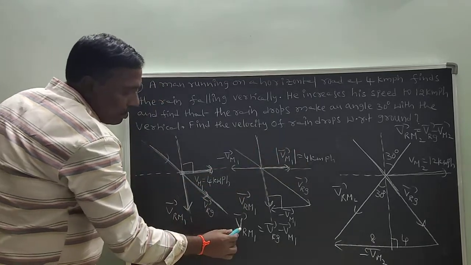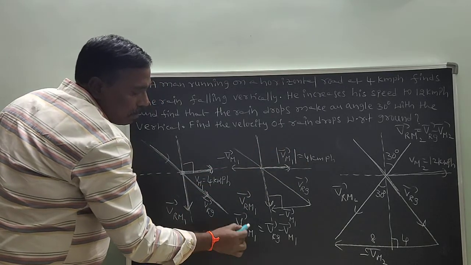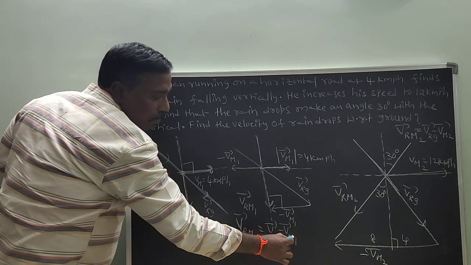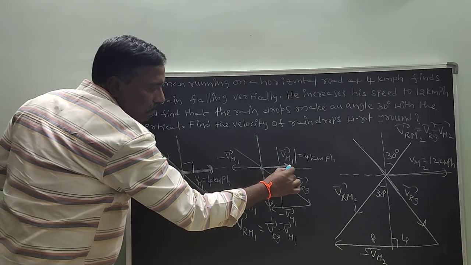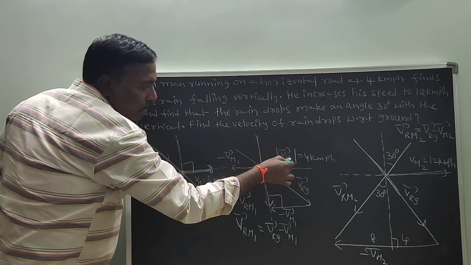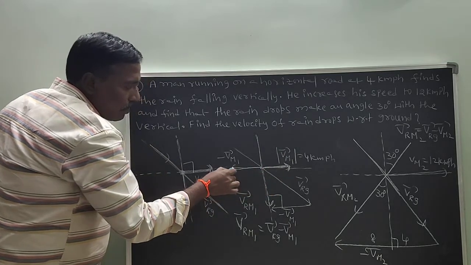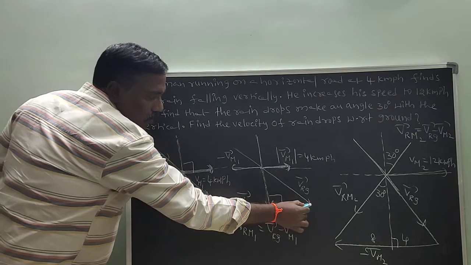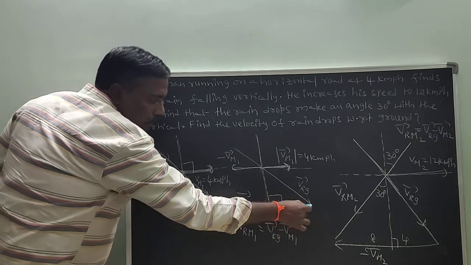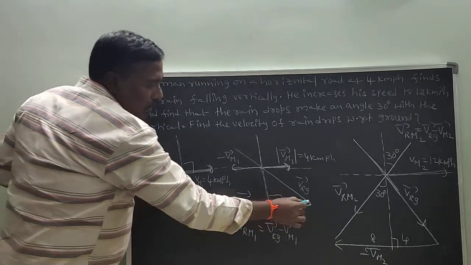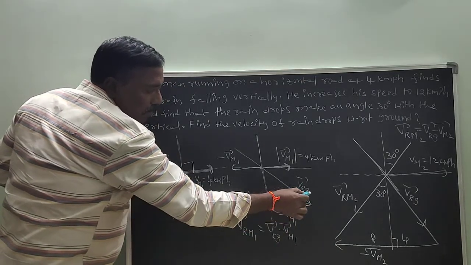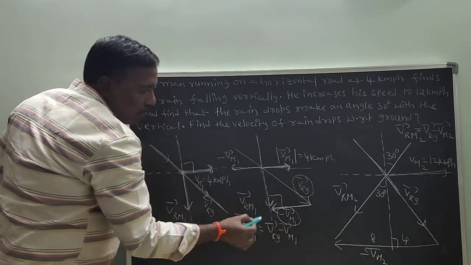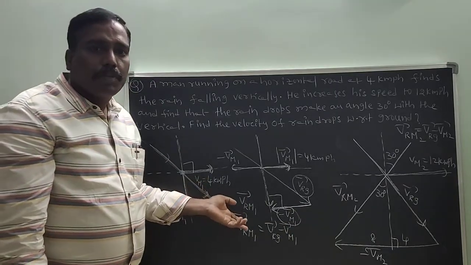What we want to find? Velocity of rain with respect to man bar is equal to velocity of rain with respect to ground minus velocity of man. So this is velocity of man with respect to ground. What is its negative vector? Minus Vm1. When it is displaced perpendicular to its length, this can be displaced like this. So here the resultant of Vrg bar and minus Vm1 bar gives velocity of rain with respect to man.